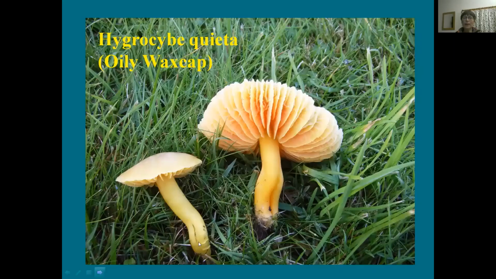Oh, here's another smelly one. This is one that smells oily. Some people say it smells like bed bugs, but in all the years I've been doing forays, I've only ever met one person who knows what a bed bug smells like. And that was a district nurse who said, yep, that smells like bed bugs. So if you find this fungus with its lovely almost salmon colored gills, it's quite robust. It has a yellowy cap and it's got this weird oily smell. Now you know what bed bugs smell like.